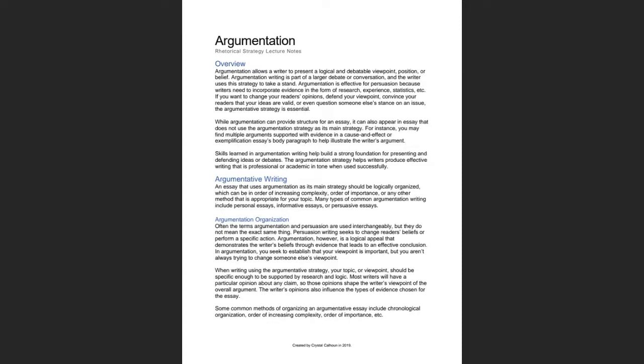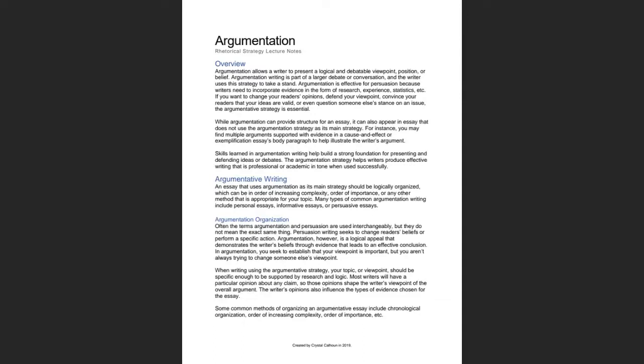An essay that uses argumentation as its main strategy should be logically organized, which can be in order of increasing complexity, order of importance, or any other method that is appropriate for your topic. Many types of common argumentation writing include personal essays, informative essays, or persuasive essays. Now, in the case of the assignment, please don't do anything personal. In fact, you should try to weed out your persona from the argumentative essay because you want to remain objective. You also want to avoid first-person pronouns by the time you get to the second essay.